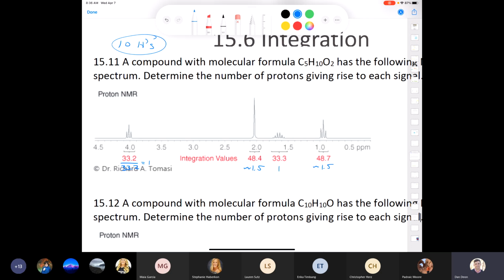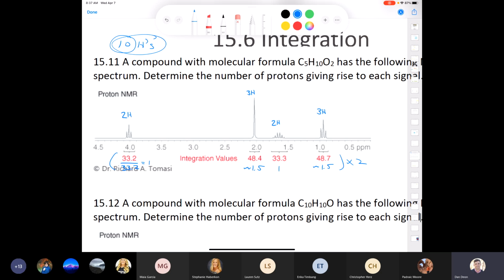Well, if I tally up 1 plus 1.5 plus 1 plus 1.5, that gives me a total of 5. There aren't 5 protons in the molecule, are there? 10 is the double of 5. So if I take all of these and multiply them by 2, then I see that this signal represents 2 protons. This signal represents 3 protons. This signal represents 2 protons, and this signal also represents 3 protons.